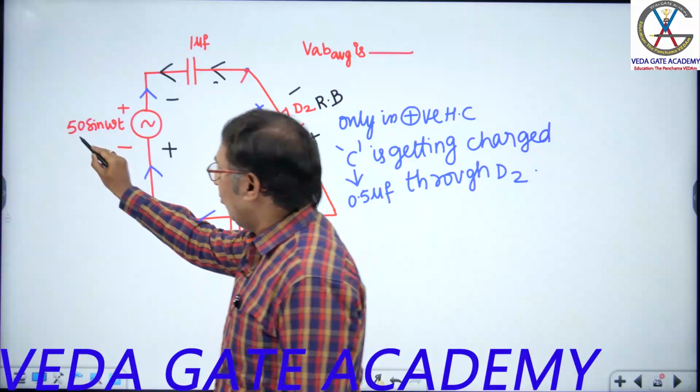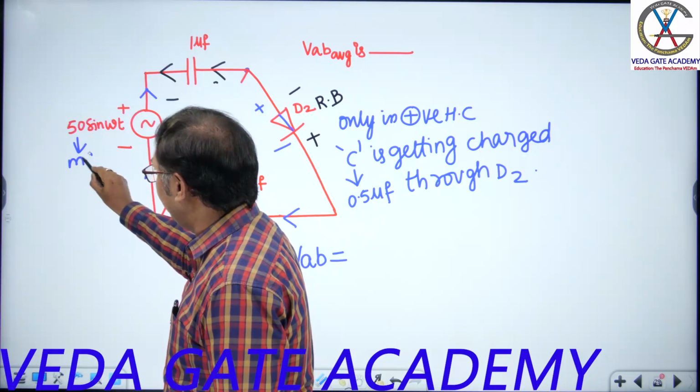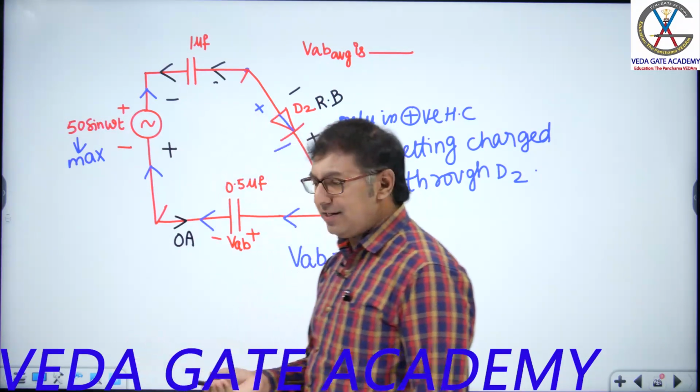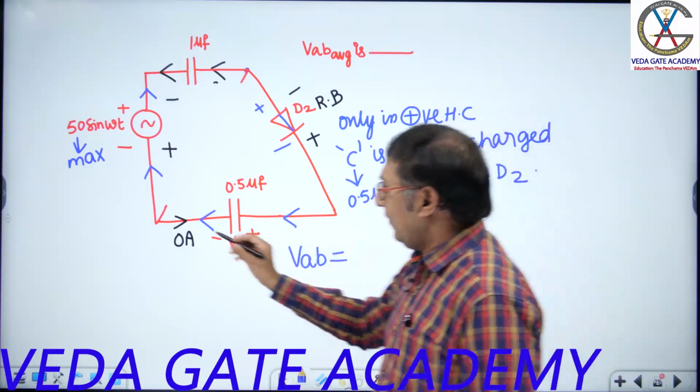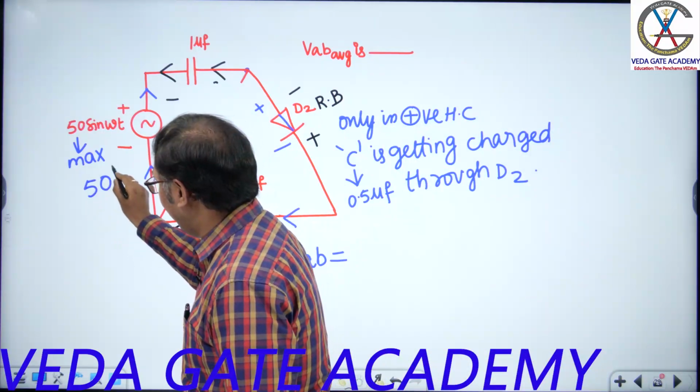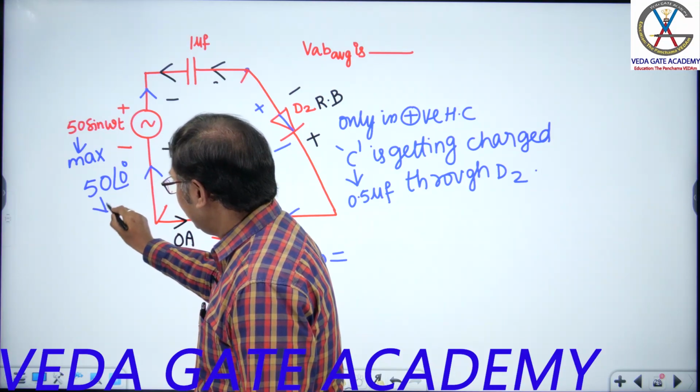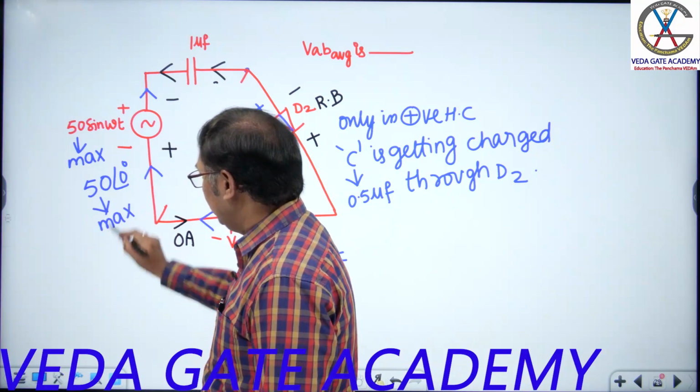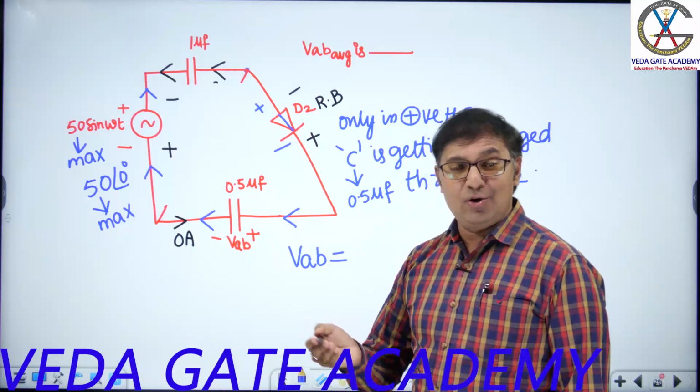50 sin omega t. What is this 50? Maximum value. I am not writing any phasor form, sir, or if you want to write phasor form also, you can write. Let me write 50 at an angle 0 degrees. What is this 50? Maximum. Only when calculating power, we'll go with RMS value.